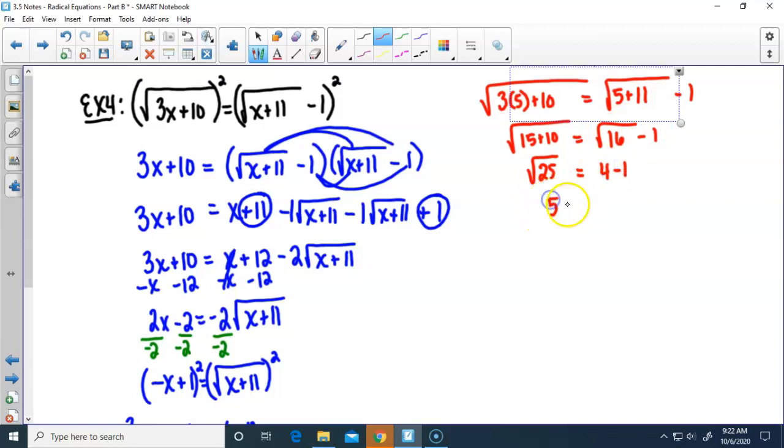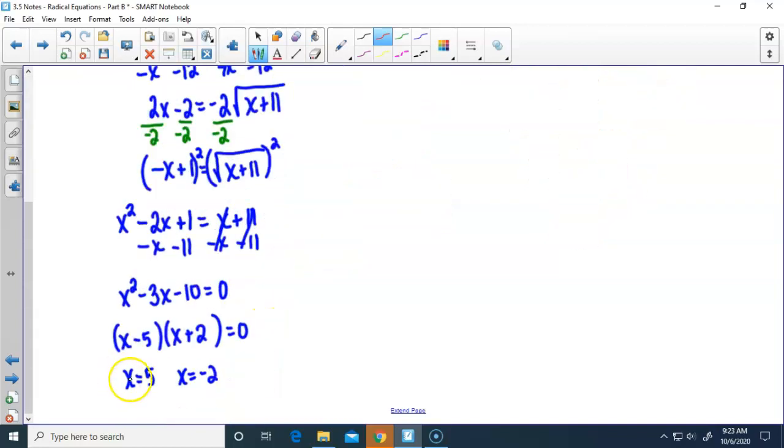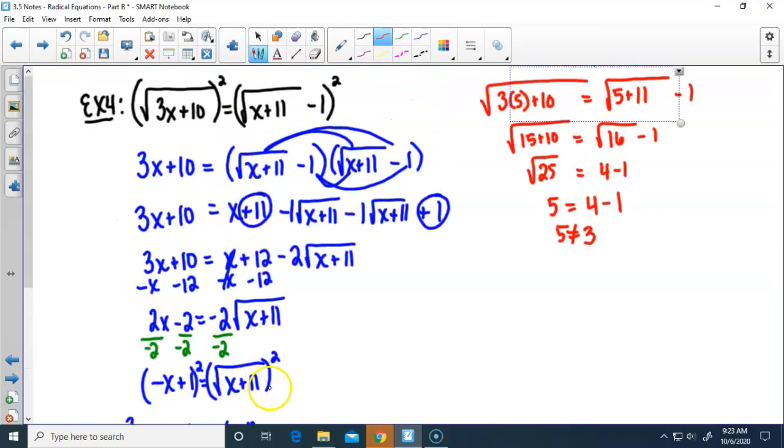Which of course is 4 minus 1. So 5 equals 4 minus 1. Now, this is not correct. 4 minus 1 equals 3. 5 does not equal 3. So this tells us that 5 is an extraneous solution. So we're going to throw that one out. Hopefully negative 2 is going to be a solution for us.